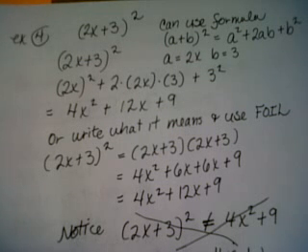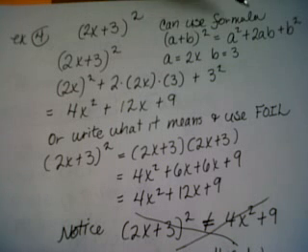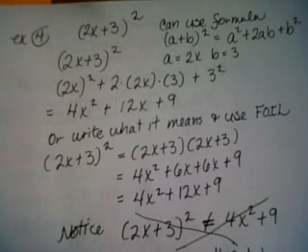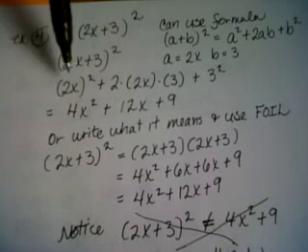Here is another example. This says 2x plus 3 squared. In this case, you can use the formula, which says a plus b squared is equal to a squared plus 2ab plus b squared. In this case, what is acting like your a is the 2x. What is acting like your b is your 3. So you would just go to this formula and fill in the pieces.